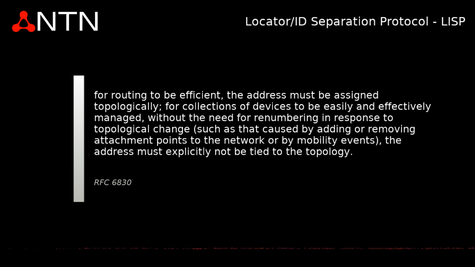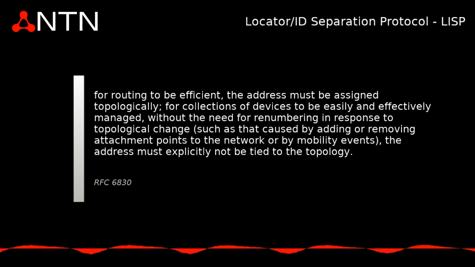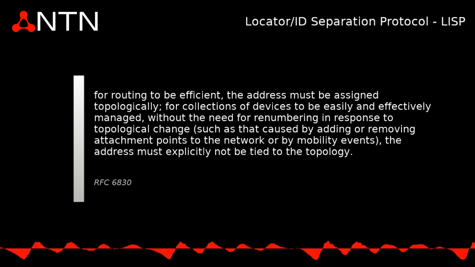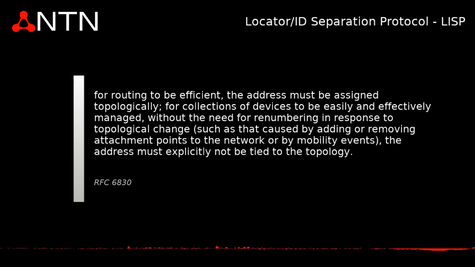LISP was formally ratified under RFC 6830. The following quote from the RFC is the best summary for the problem LISP solves. "For routing to be efficient, the address must be assigned topologically. For collections of devices to be easily and effectively managed, without the need for renumbering in response to topological change, such as that caused by adding or removing attachment points to the network or by mobility events, the address must explicitly not be tied to the topology."